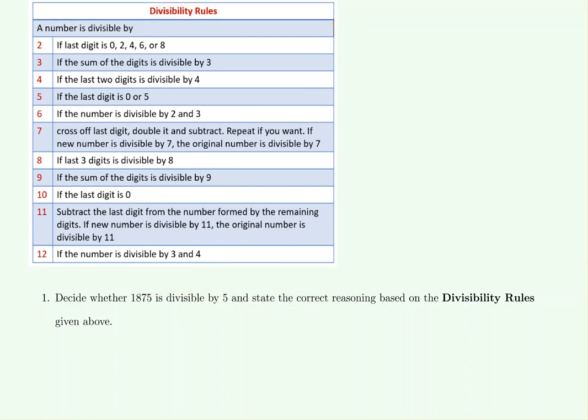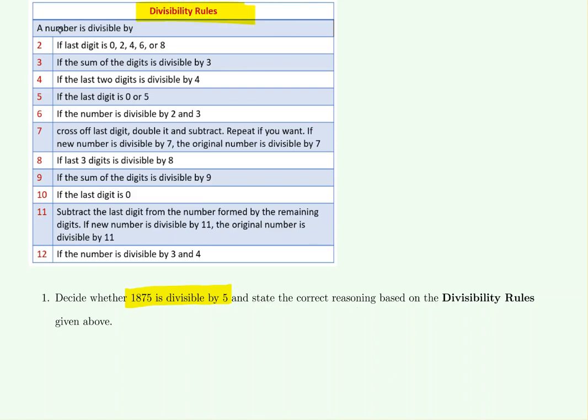Now, whenever we have calculators, this might not seem as useful because you could just type it into your calculator and check. But for the purpose of this class, let's just pretend that we weren't using calculators at this point, and then we can see how useful this is. In this first example, we're asked to decide whether 1875 is divisible by 5, and then if it is, state the correct reasoning based on the divisibility rules here.